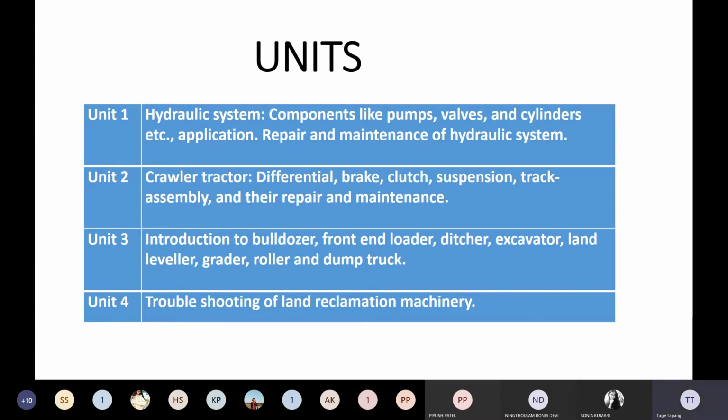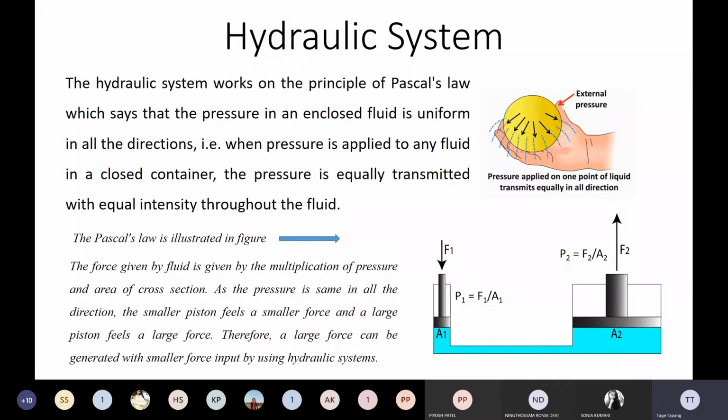So these are the 4 units we will be discussing in this particular course. Now, Unit 1, hydraulic system. Many of you already know what is hydraulic system. Hydraulic related with water or liquid.